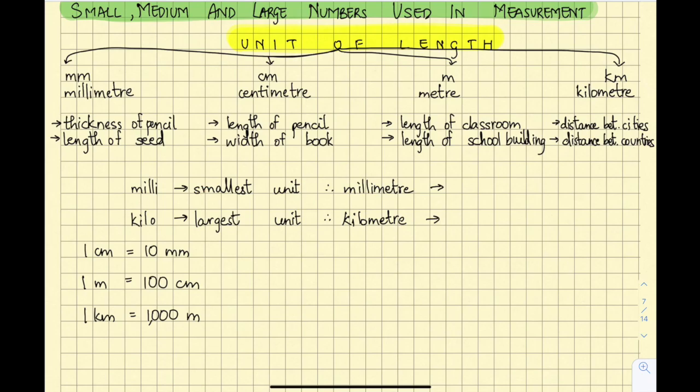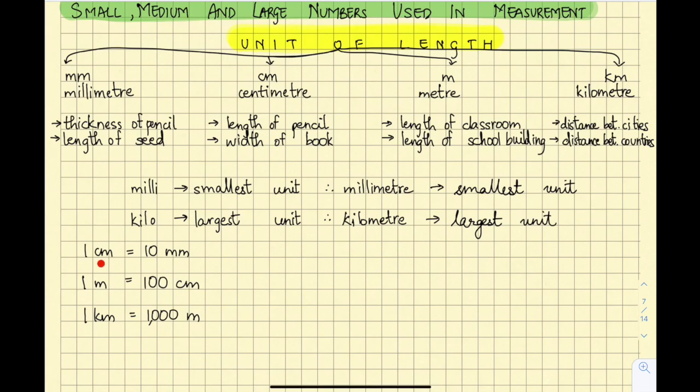Now milli is the smallest and hence millimeter is the smallest unit of measuring length. Similarly, kilo stands for largest, hence kilometer is the largest unit used for measuring length.